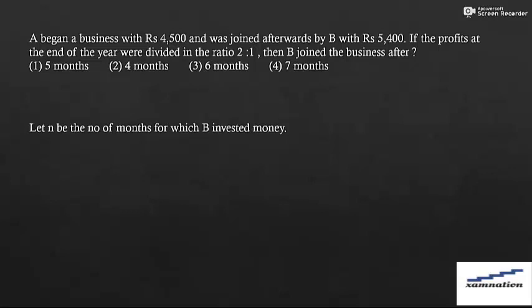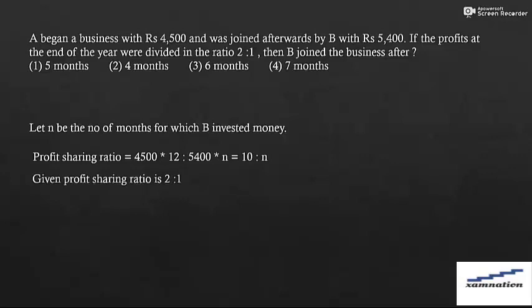Using this, we calculate their ratio, that is 4,500 into 12 is to 5,400 into n. Simplifying it, we get 10 is to n. Now in the question, we have the profit sharing ratio as 2 is to 1. So 10 is to n is equal to 2 is to 1. So equating the two, we get n is equal to 5.